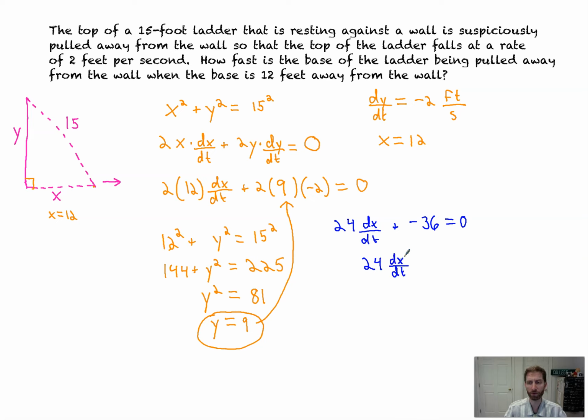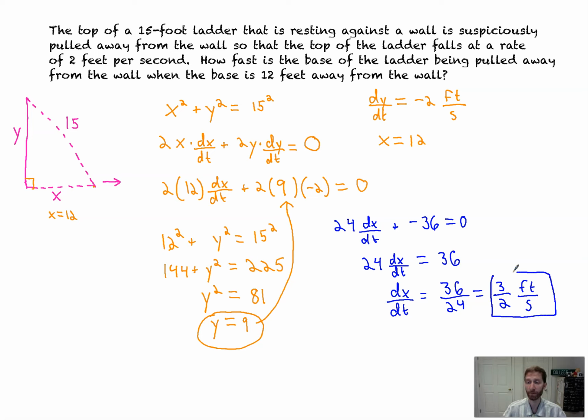It's just a number times a variable is equal to 36, and divide by 24 on both sides. Dx dt is equal to 36 over 24. We can reduce that down by dividing numerator and denominator by 12. That'll get us 3/2. Now our units are a change in x, which would be feet, per second, right? Because it's per time, dx dt, and the time that we were talking about is in seconds.